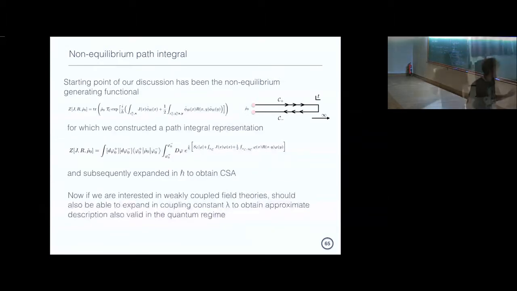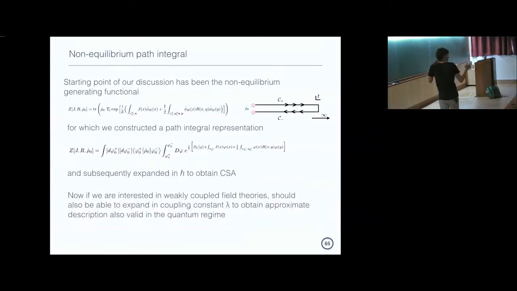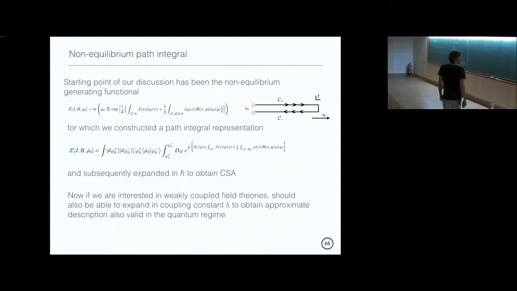How did we get to the classical approximation? We constructed the path integral representation for this expression, and then subsequently expanded in ħ to obtain a classical statistical approximation. And then we talked about the corrections and so forth.